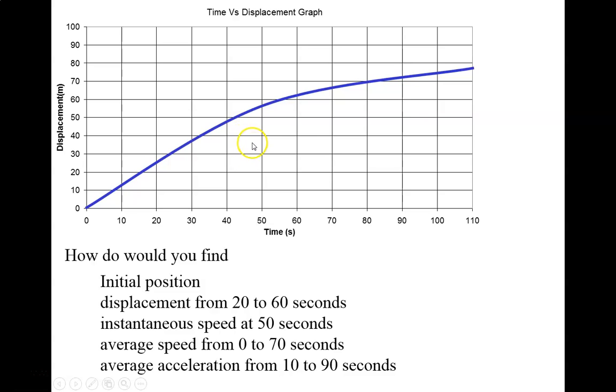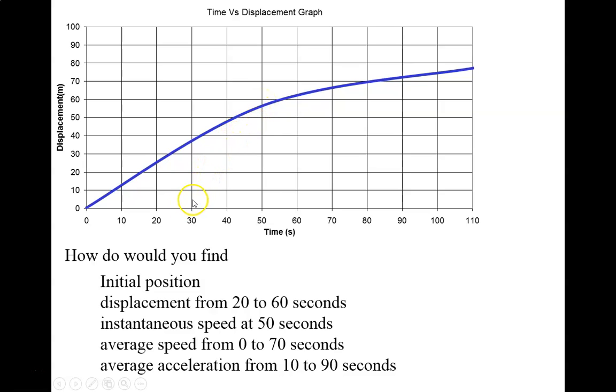Let's look at a different one. Another displacement versus time graph. What's the initial position? Well, it looks like we start from 0. The displacement between 20 and 60 seconds: you would look at here, it looks like about 25 and about 52, so about 27 would be the displacement. The instantaneous speed at 50 seconds: what you would do is make a tangent line. So you would use a ruler, draw a tangent line, and use that to find the slope.